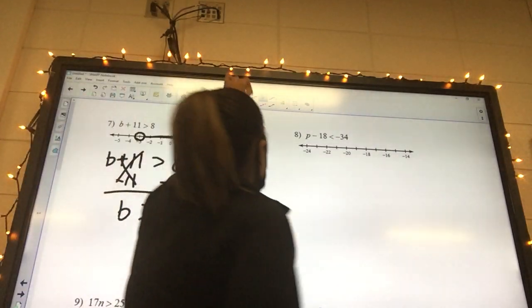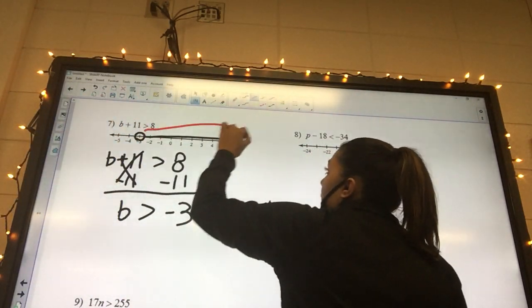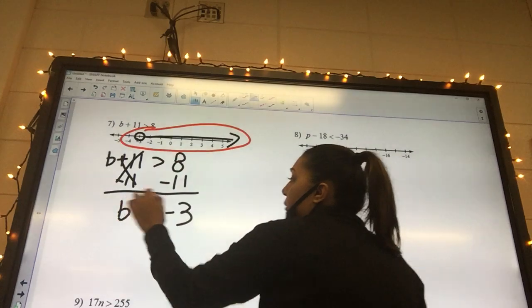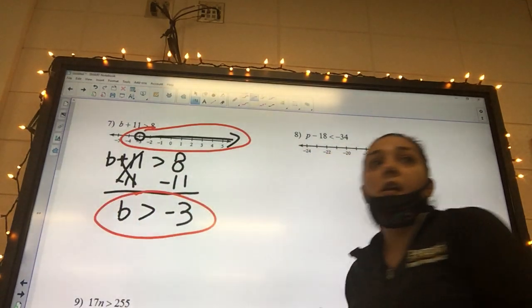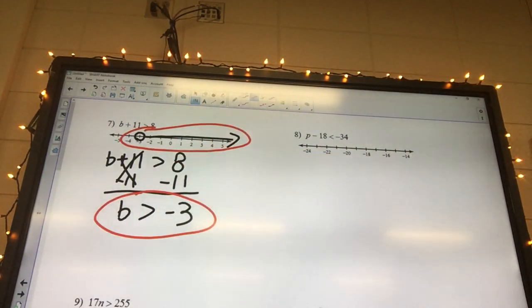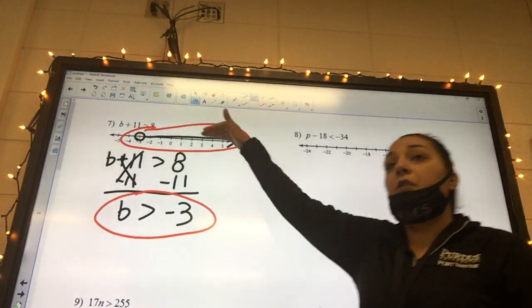This is what it means, solve and graph. This is what I'm looking at. This is the graph. This is the solve. If you only have one of those two parts on there, it's not right. It says solve and graph.